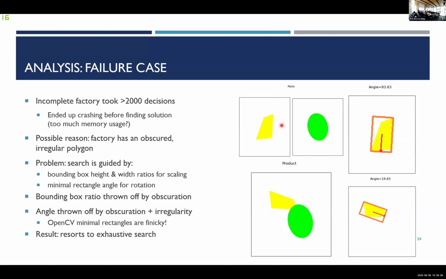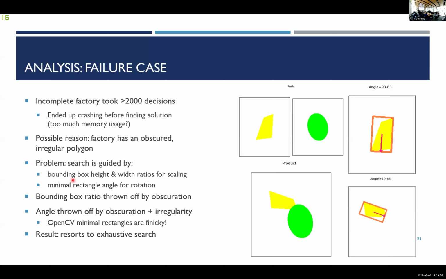You can see that it's kind of hard to see on this white background, but there's a yellow irregular polygon here under this green ellipse. This one, it ran about 2,000 decisions. It ended up crashing every time I ran it. Probably memory issues. But the reason that it's really having a hard time here is that this is A, an irregular polygon, and B, it's obscured in a bad way by this ellipse.